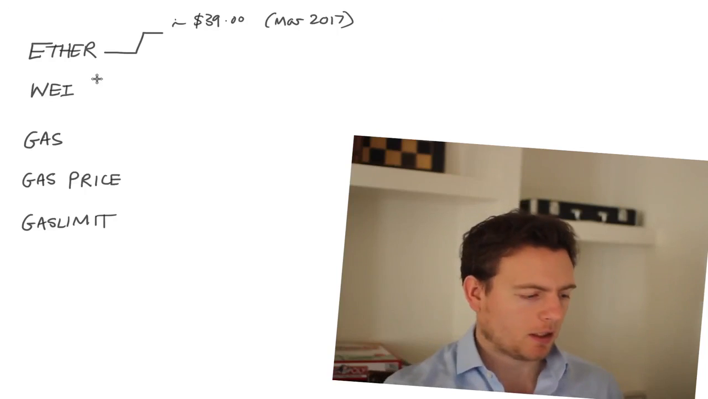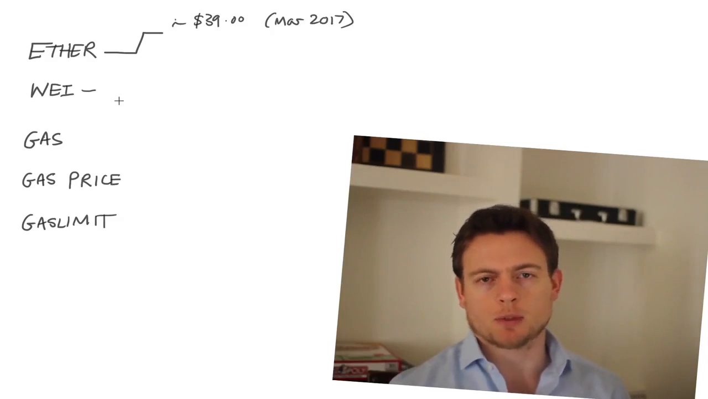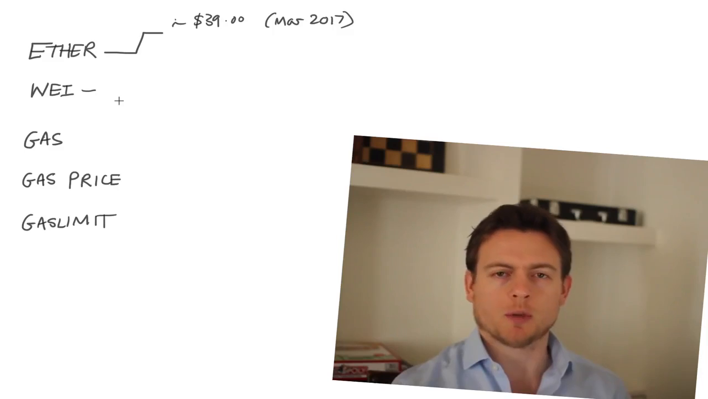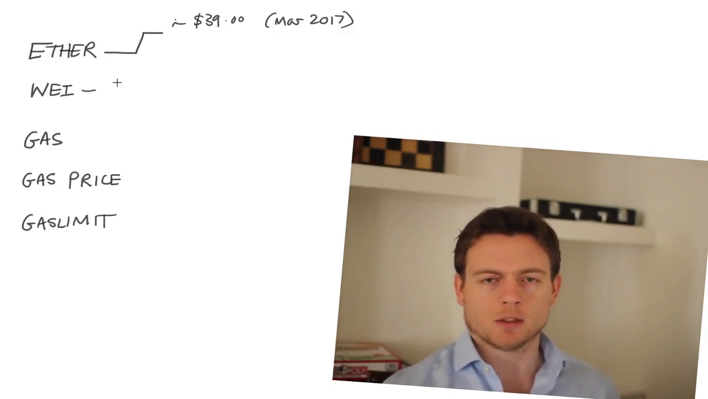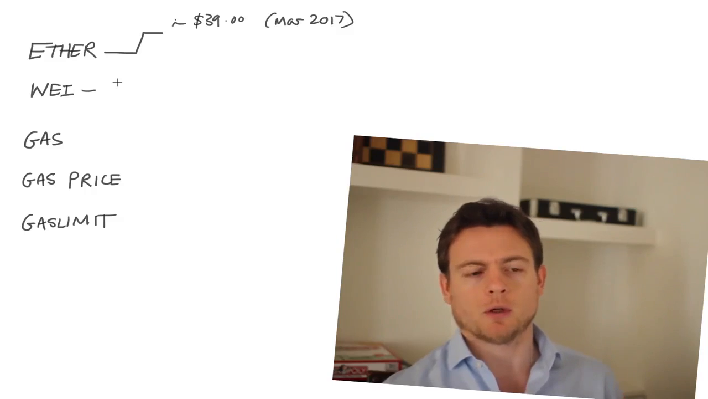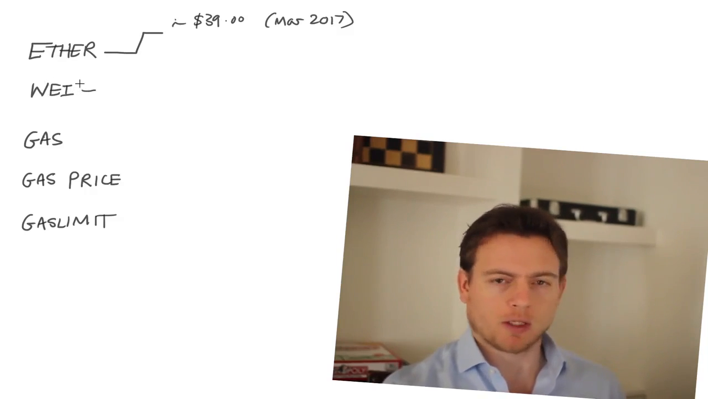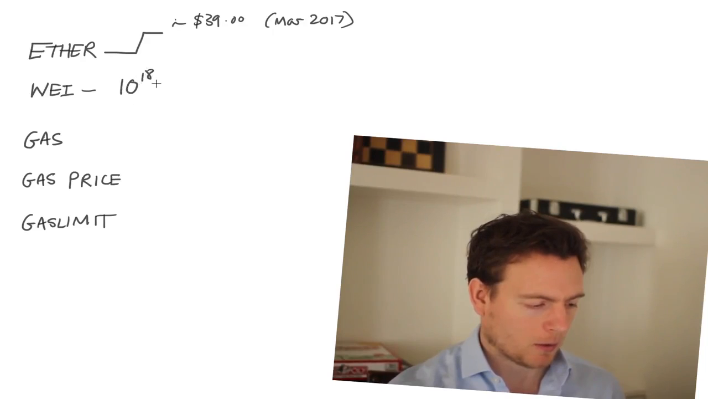So the next one in the list here is WEI. Now, what the hell is this? Is it another cryptocurrency? No, this is probably even simpler to explain than the first one. This is just a breakdown of Ether, a much smaller unit of Ether. If you think about dollars and cents, a cent is just a 1/100th of a dollar, and in the same way, one WEI is a much smaller fraction of an Ether, to the extent that 10 to the power 18 WEI equals 1 Ether.